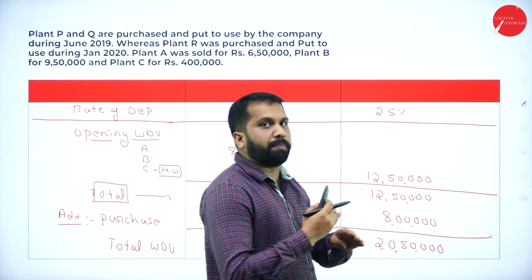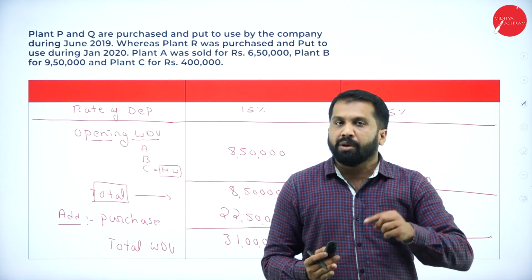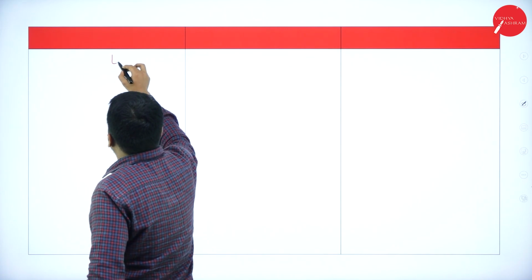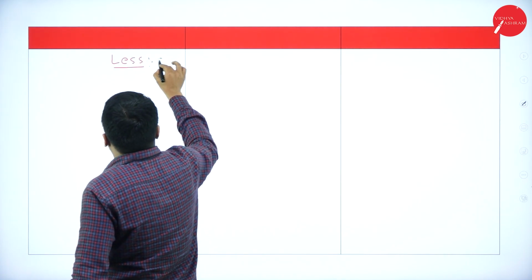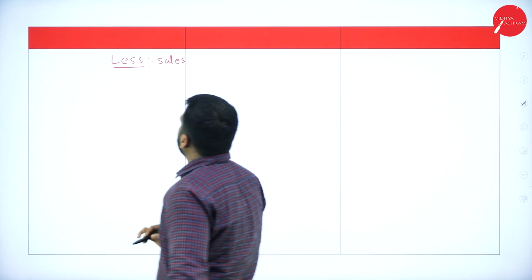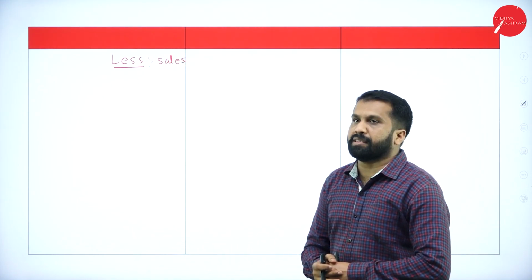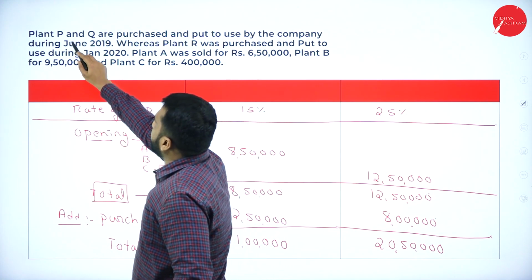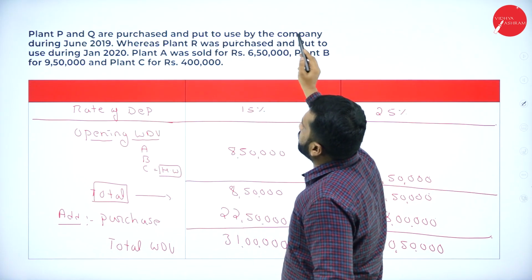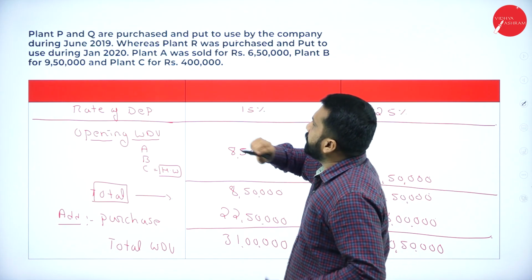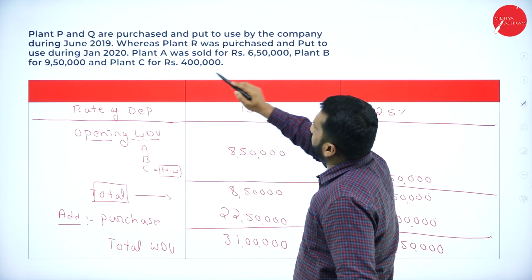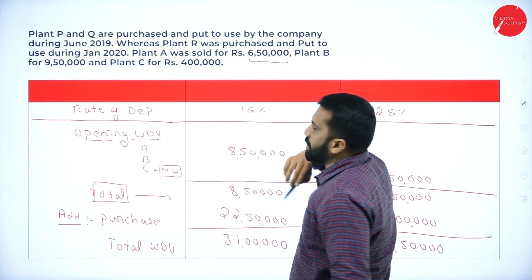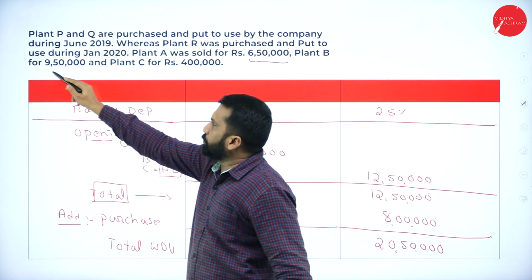Up to this, we have done opening, we have taken purchases, we have added. What is the last procedure? Minus sales. Now, here, less sales, minus what? Sales. So, what is the sales given in this? The sale value will be as per the adjustment: plant P and Q are purchased and put to use by the company during 2009, where plant R was purchased and put to use during 2020.